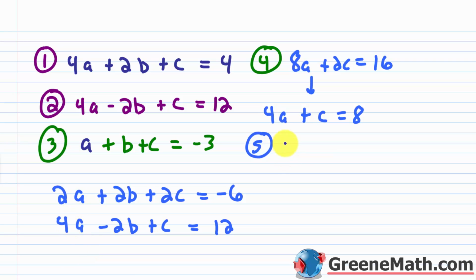2a plus 4a is 6a. Then 2b minus 2b, that's gone. 2c plus c is plus 3c. And then negative 6 plus 12 is 6. Okay, so let's erase this. We don't need this anymore.